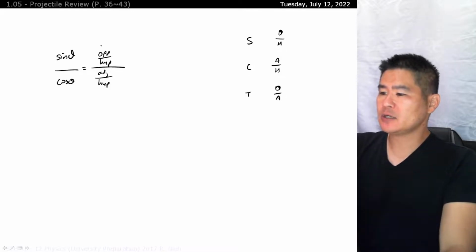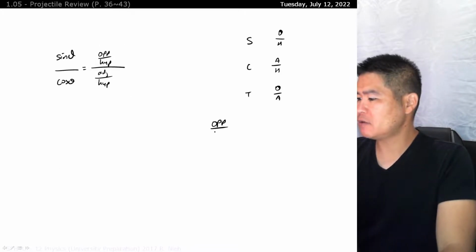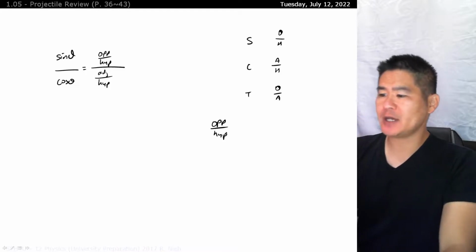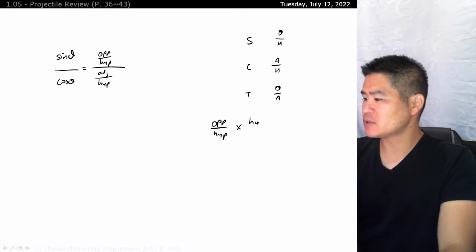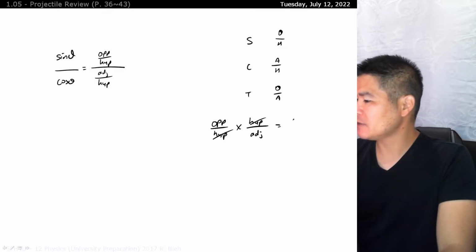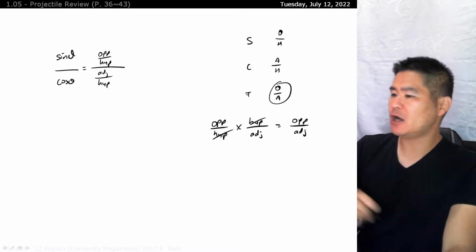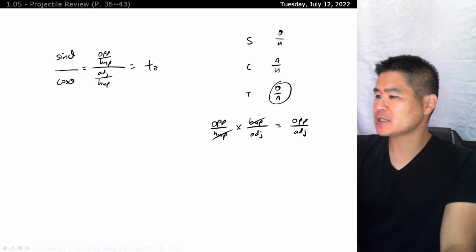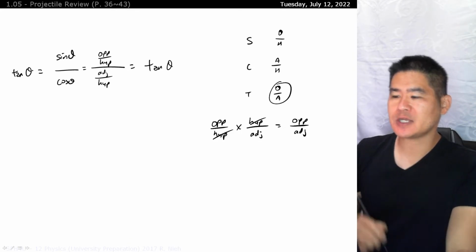Okay, now let's take a look at this. What do we effectively have? Well, we have opposite over hypotenuse divided by adjacent over hypotenuse, or multiplied by the reciprocal of the second fraction. So when we do this reciprocal, we'll have hypotenuse on top and adjacent down below. The two hypotenuses, if that's plural, divide each other out, and we're left with opposite over adjacent. And if you take a look at it, opposite over adjacent has the same meaning as tan of theta. So that's why tan of theta has the same meaning as sine of theta over cosine theta.